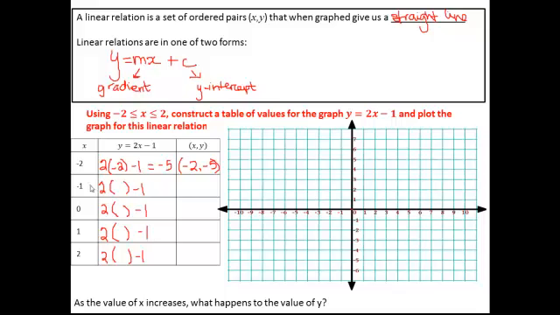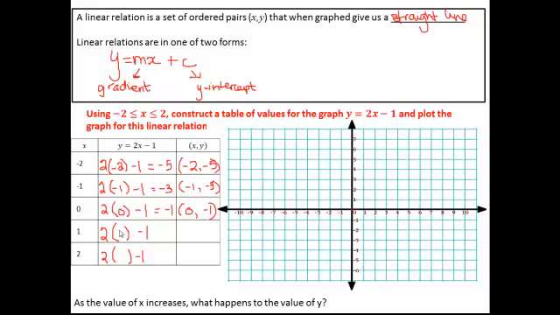For this second point, the x value is negative 1. So I'm going to do 2 times negative 1, and then take away 1 from that, which gives me negative 3. So the second point is negative 1, negative 3. My next value of x is 0, so I can do 2 times 0 minus 1. That gives me minus 1. So my next point is 0, negative 1.